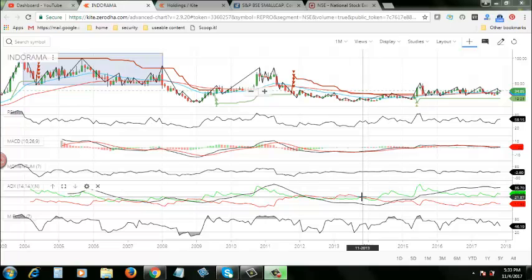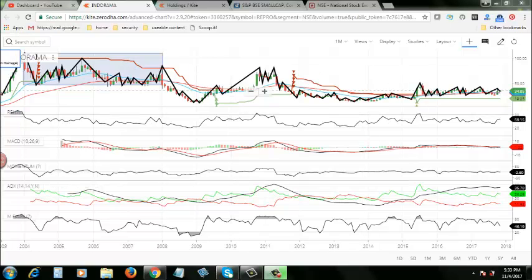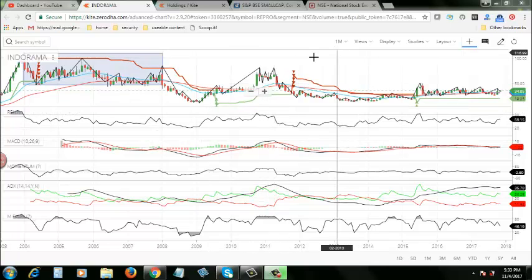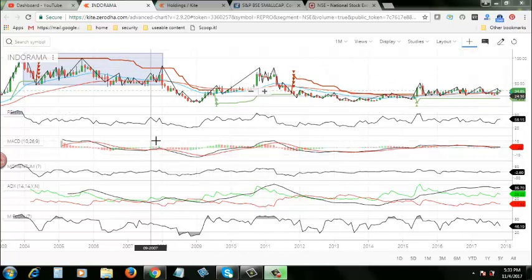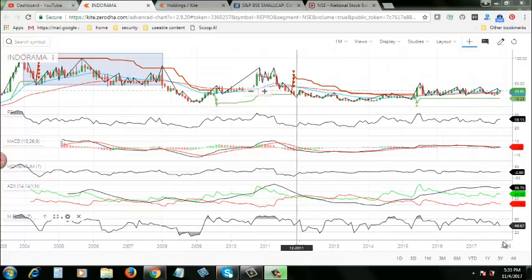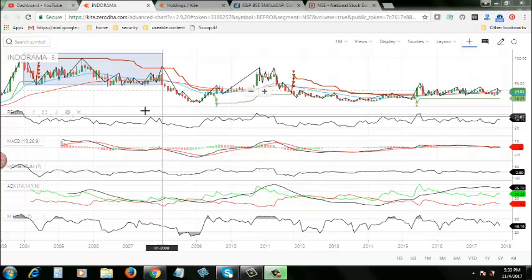Today we are going to do the technical analysis for Indo Rama Synthetics. Indo Rama is the ticker name. You can see it here, and right now you are watching the monthly technical chart of Indo Rama Synthetics. You can see the price trend history of the stock. We have data here since 2003 onwards up to 2017 November 4th.